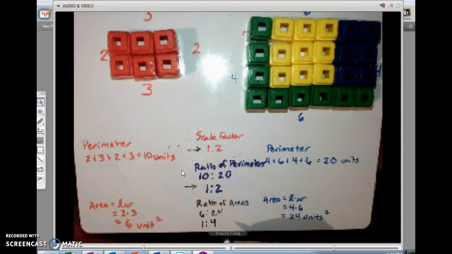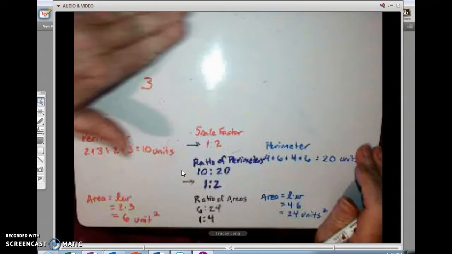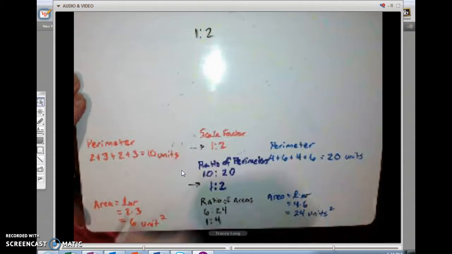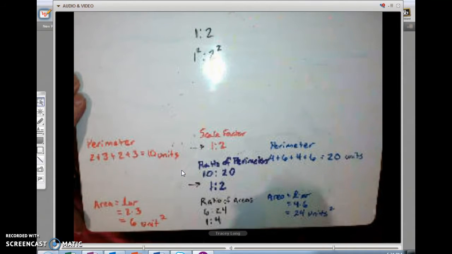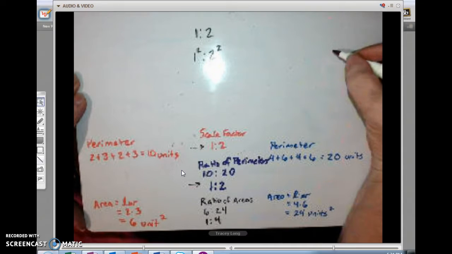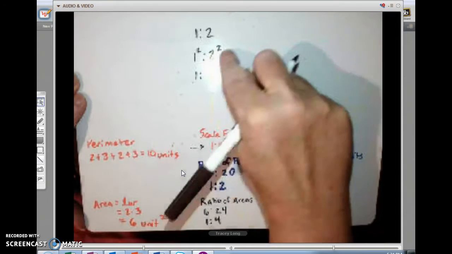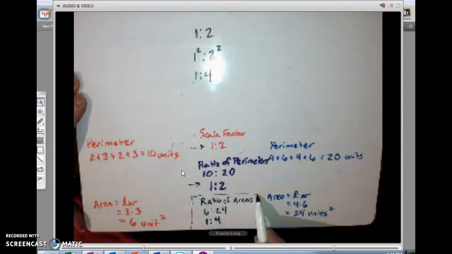So the scale factor squared, and I wish I had a little more room to write this, but if I took the scale factor, I'll tell you what, I'm going to get rid of these for just a minute. So if I took the scale factor of 1 to 2, and I squared it, I would get 1 squared compared to 2 squared. And of course, we know that when we square something, that's saying that number times itself. So I get 1 times 1 is 1, and 2 times 2 is 4. So that's how we found the ratio of the areas of those two similar figures. Okay?